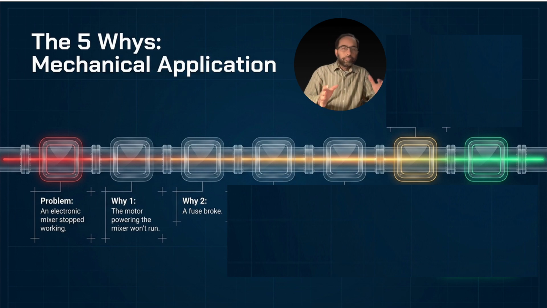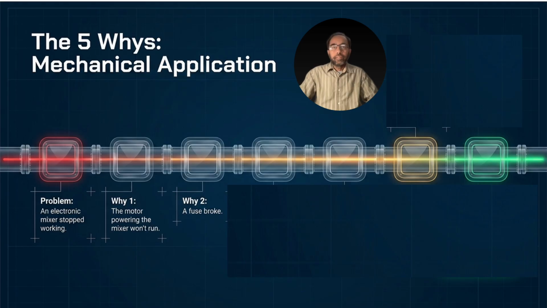Let's do another example in a different format so you get the point. The problem is an electric mixer has stopped working. It was mixing some materials and it stopped working. So ask the question, why? What happened? The motor powering the mixer won't run. Okay, so it's the motor issue. Is that the root cause? But ask again, why did the motor stop working? A fuse broke. That's the answer you get. So there's a fuse related problem. So is that a root cause?